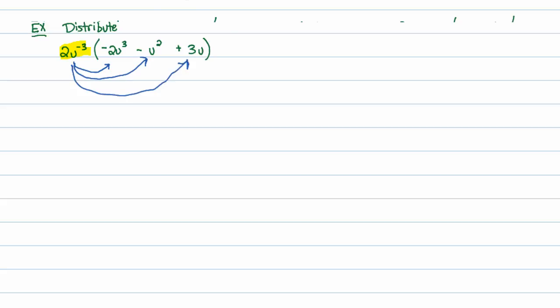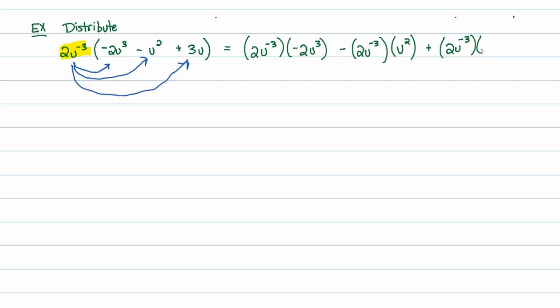I'm going to speed up the distribution a little bit. I'll still take my time with it, but not as long as I took last time. This is 2u to the negative third times negative 2u to the third minus 2u to the third, u to the negative third, times u squared plus 2u to the negative third times 3u. And again, I'm going to assume I want to write my answer with positive exponents. However, your instructor might be okay with you writing your exponents as negatives.